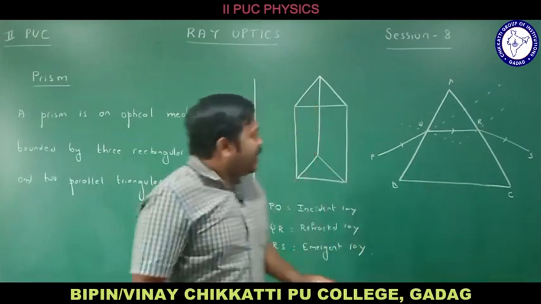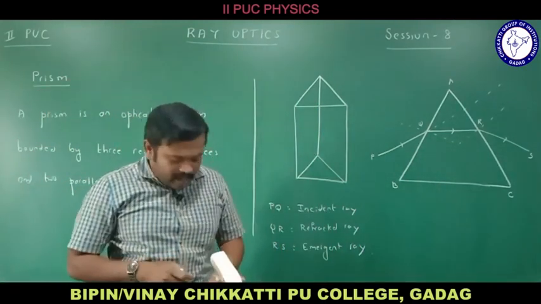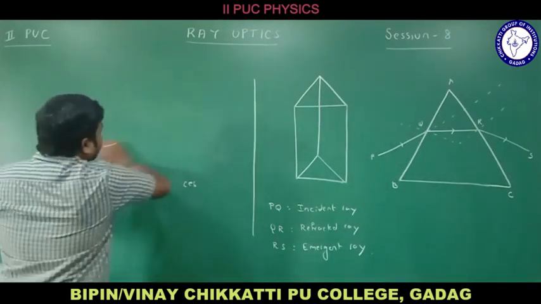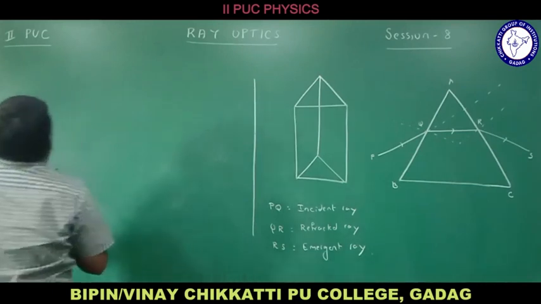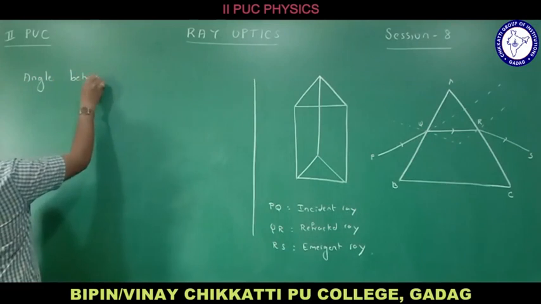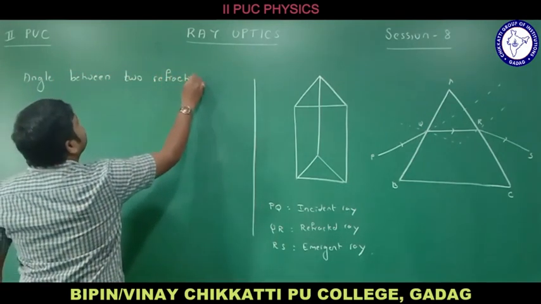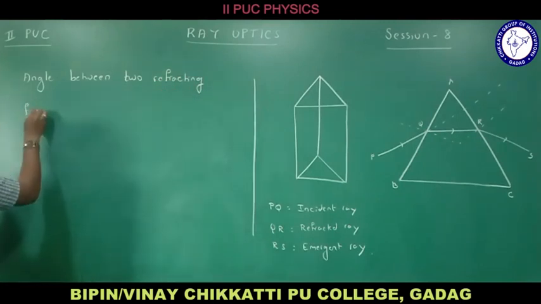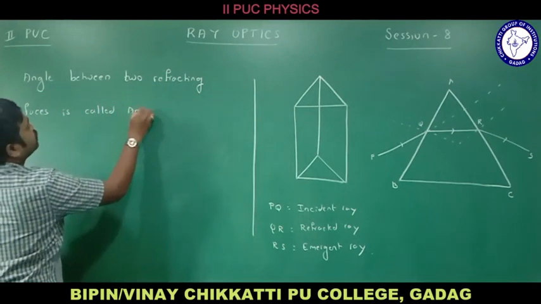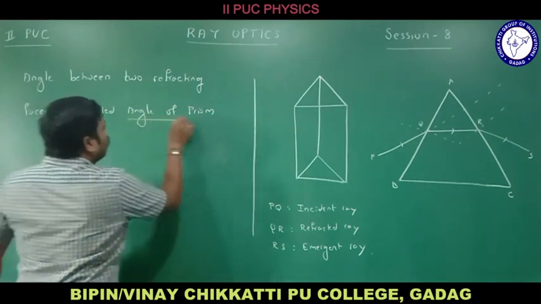Also, whenever I speak about the prism, I speak about its angle. Let me tell you what the angle of prism actually is. First of all, let us understand what the angle of prism is. It is the angle between two refracting faces. The angle between two refracting faces is called the angle of prism. Do you understand what the angle of prism is?